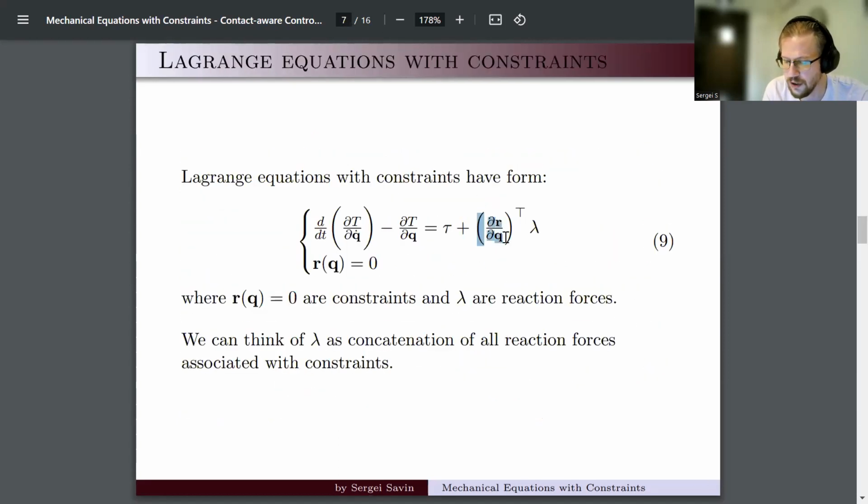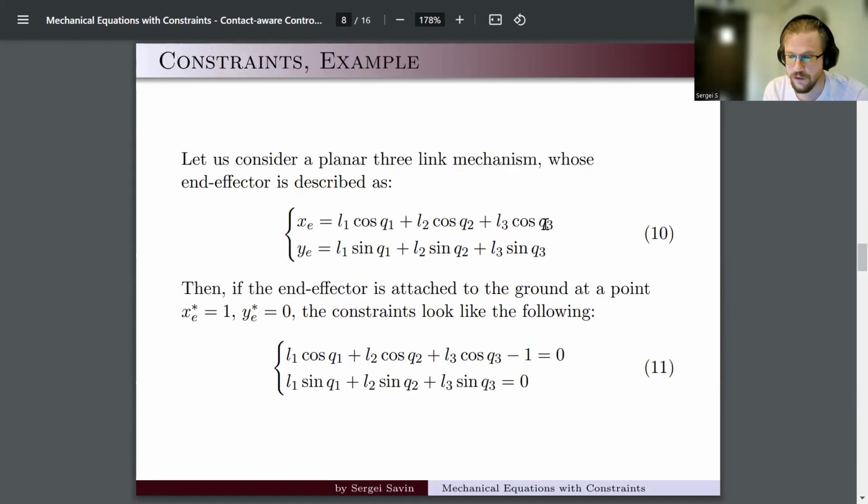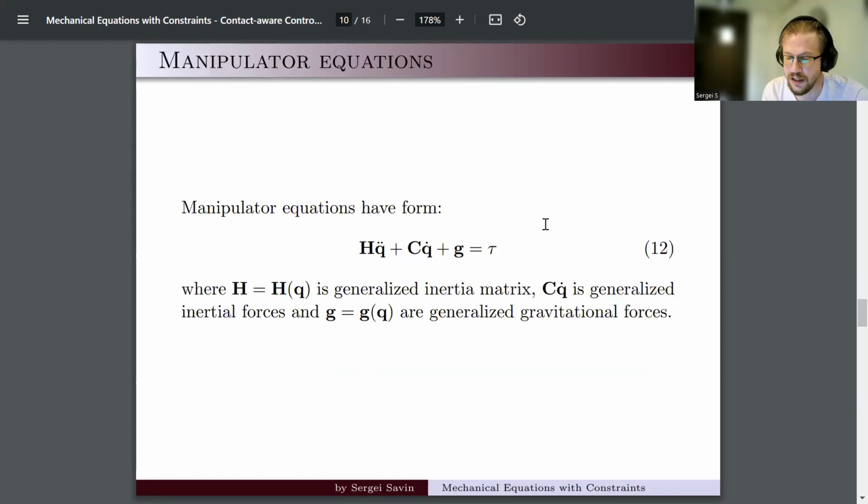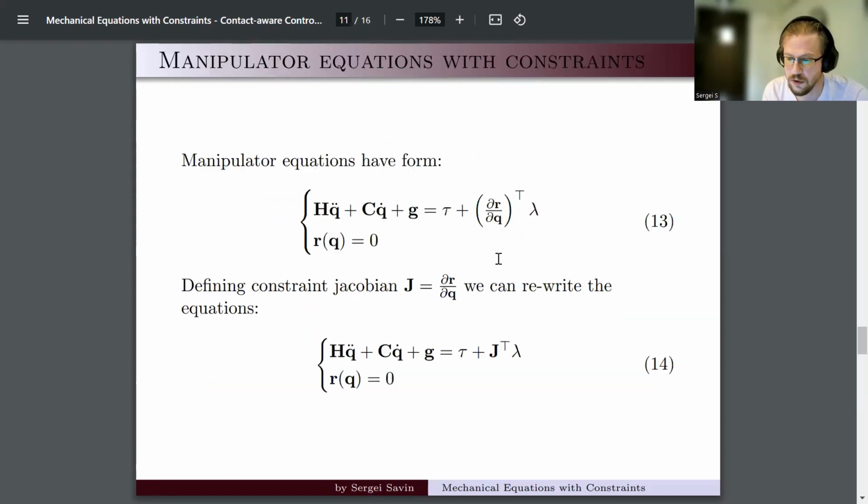Jacobians, right? As this constraint Jacobian transposed times lambda. And the constraint itself looks exactly like in the previous lecture, just some algebraic expression. Okay. So we see that this looks a whole lot like generalized force generated by Cartesian force. Okay. We saw that the same can be done with manipulator equations. We can add to them this constraint Jacobian times lambda and this algebraic expression.